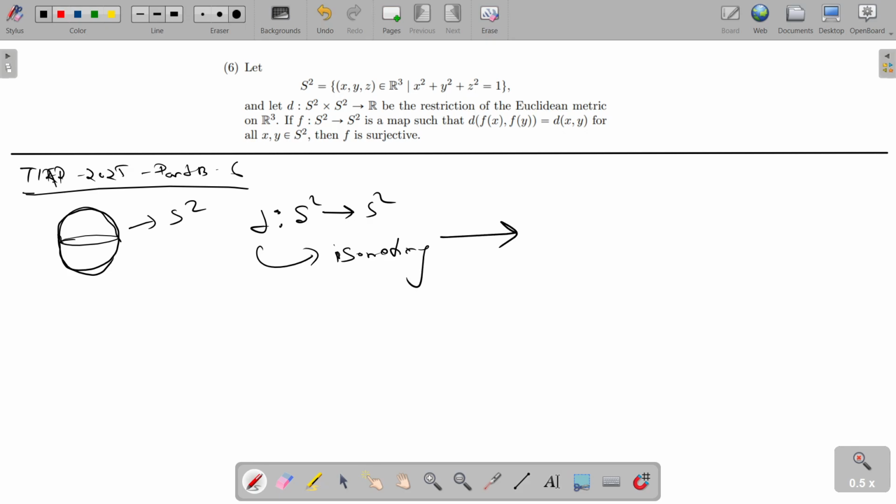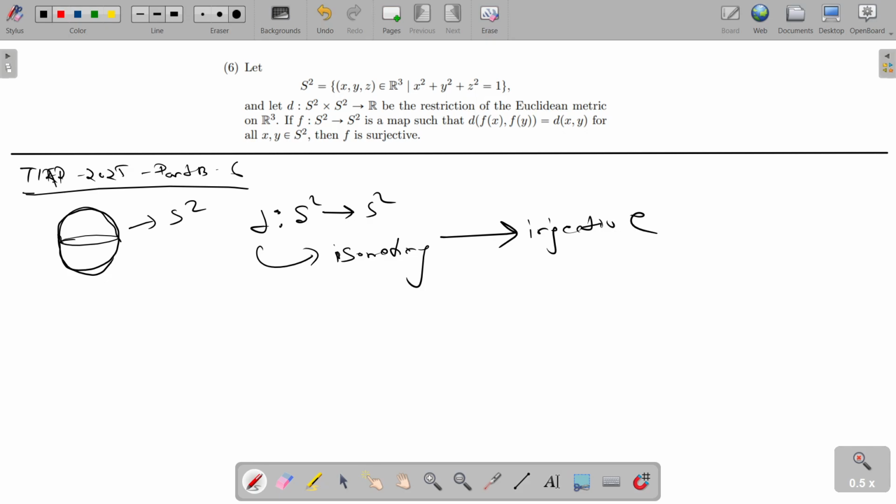Okay, let me just read the question. It's given for all x, y belonging to the whole sphere, and it's given that f is surjective. So is it true or is it false? We'll try to solve this. We see that f is an isometry, and an isometry is injective.